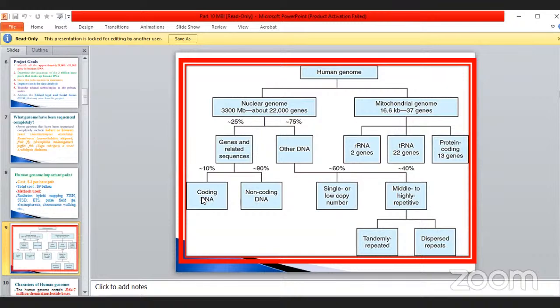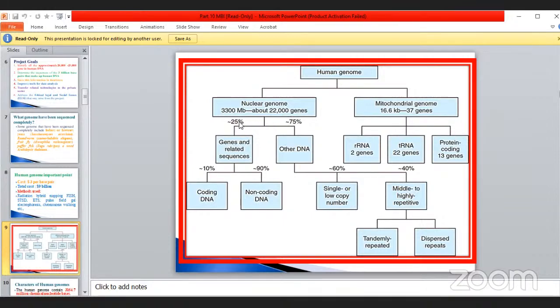Coding means what? It may represent any protein molecule or any other amino acid sequences. The remaining 90% is non-coding DNA, which does not represent any protein molecule or any amino acids, enzymes or hormones, whatever it may be. This is very, very important, my dear students. How much percentage of coding DNA is present in the nuclear genome? 10%. You have to calculate from this aspect. 22,000 you have to split into 25% and 75%. Dividing by 25%, you get how much, and the remaining is 75%.